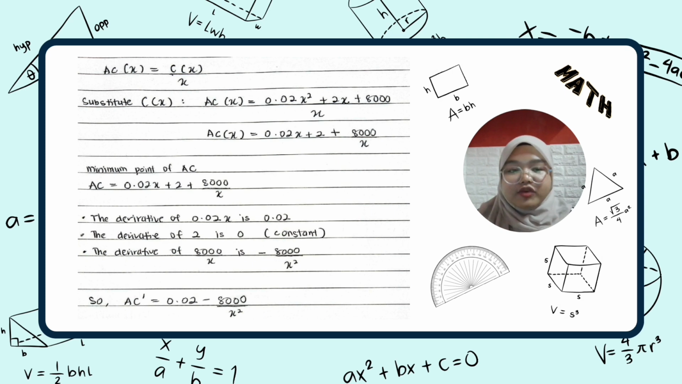First, we need to find the formula for AC. Using the given total cost formula C(x), we divide by x to get AC. So AC is equal to C(x) over x, equal to 0.02x squared plus 2x plus 8,000 over x. And we simplify and we get the answer: 0.02x plus 2 plus 8,000 over x.